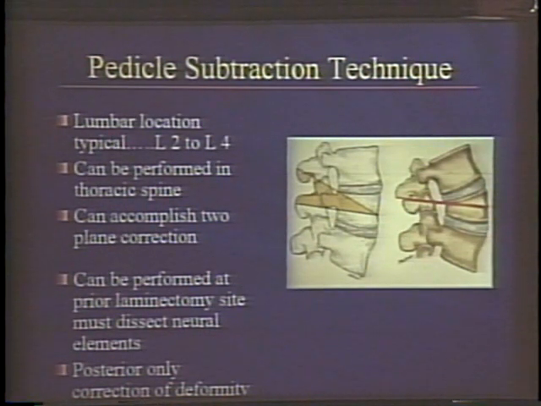In using pedicle subtraction techniques, this is typically done at lumbar 2 to lumbar 4, although it certainly can be performed anywhere in the thoracic spine. You can accomplish two-plane correction by making asymmetric cuts. This can be performed with prior laminectomy. One just has to dissect and free up all the neural elements. And this allows posterior only correction of very significant deformities.